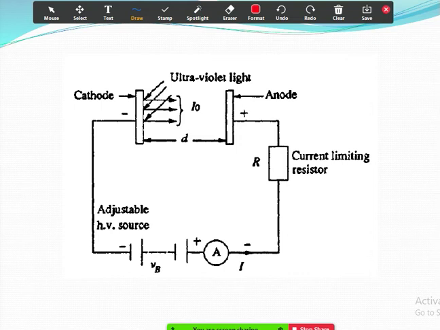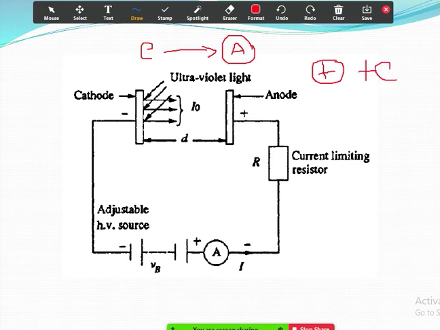In inelastic collision, one electron will be there. This electron will move fast, and it will collide with an atom. If it collides with an atom, then what happens? It will cause a positive ion plus an electron. So this is what happens in case of inelastic collision. This is a practical scenario.